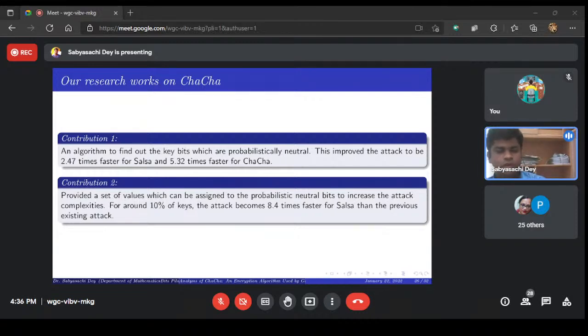And our next contribution was, after finding these PNBs, we showed that instead of putting random values there, we can choose some particular values and put there. And if we do that, the attack becomes further faster. For example, there are 10% of keys for which the attack becomes 8.4 times faster than the previous one. But this is for SALSA, not for ChaCha.